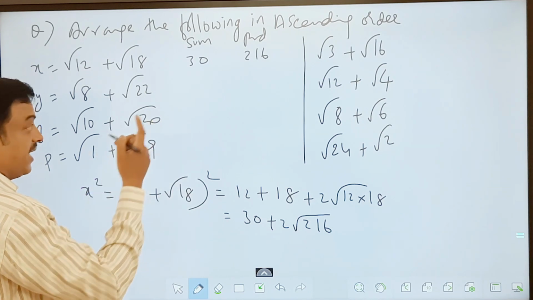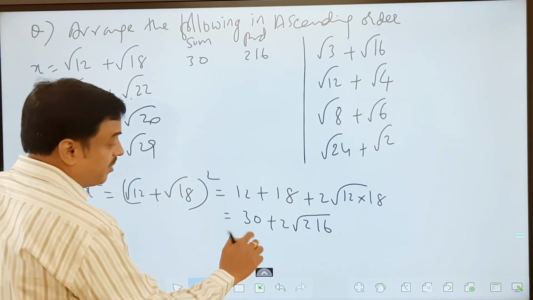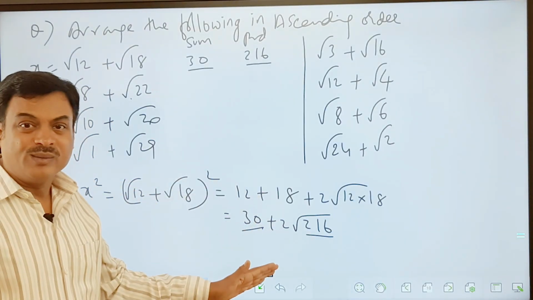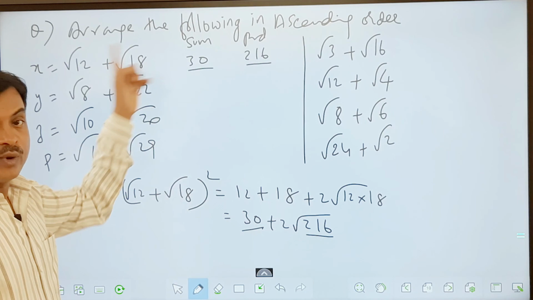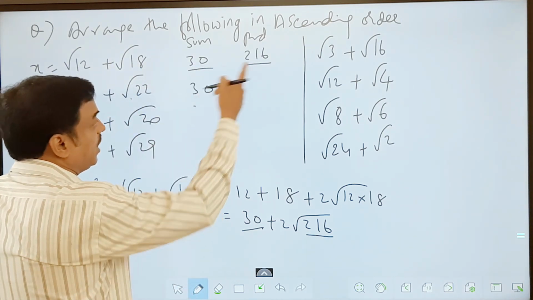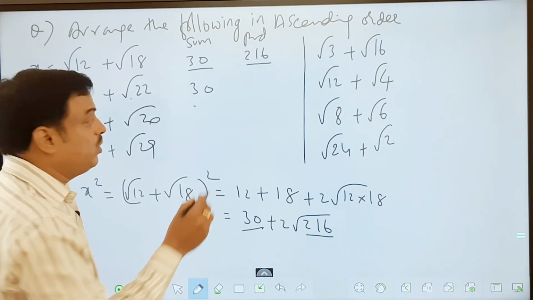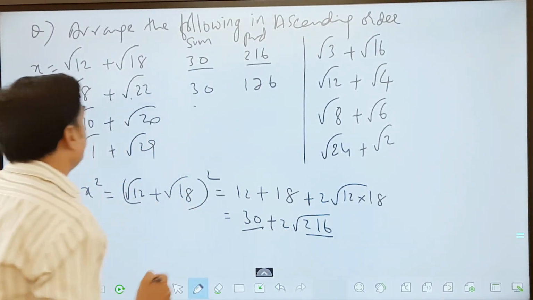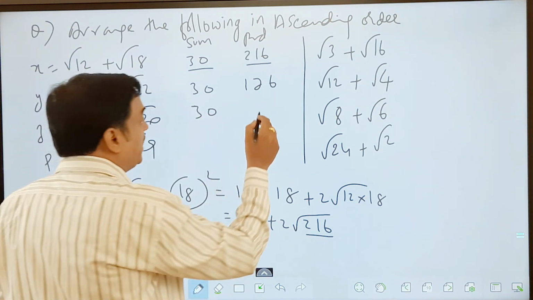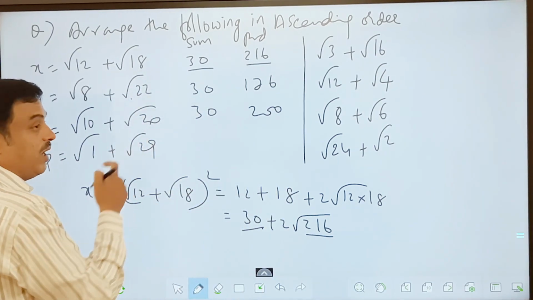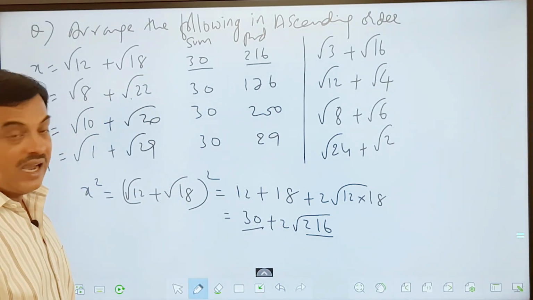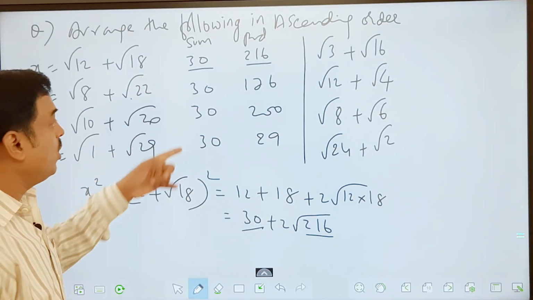Now further, the sum of these two numbers, you can observe, is the same: 30 and 216, sum and product. I don't have to do all these things here. Just take the sum of these two numbers and the product of the same numbers. Now tell me, what is the sum of 8 and 22? 30. And what is the product of these two numbers? 8 into 22 is 176. Fair? Now what is the sum of these two numbers again? 30. And what is the product of 10 into 20? 200. And finally 1 plus 29 is 30, and 1 into 29 is 29. And now you see, fortunately we got all the sum values the same.